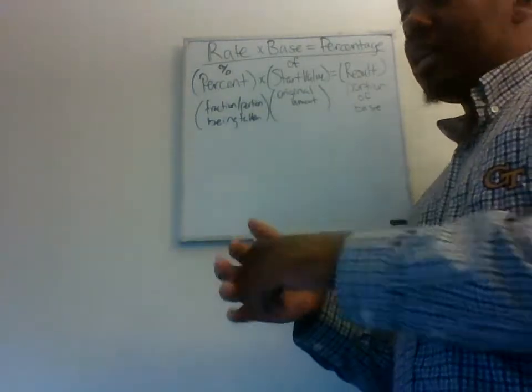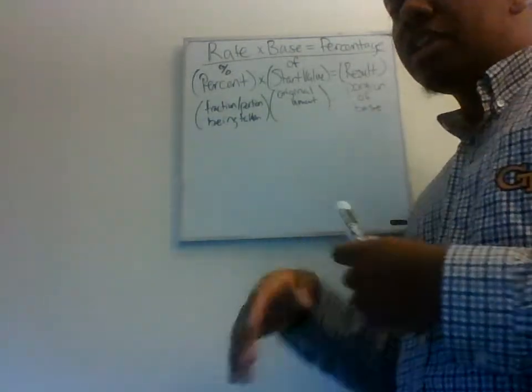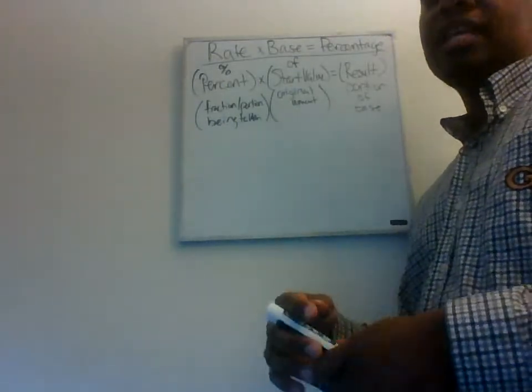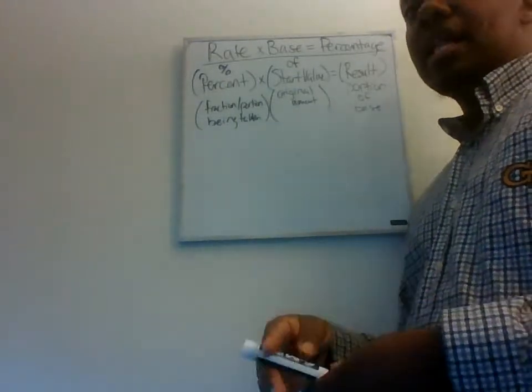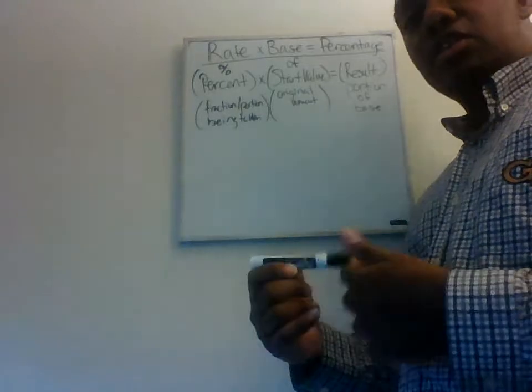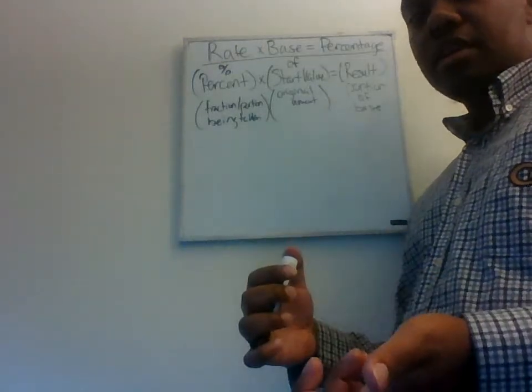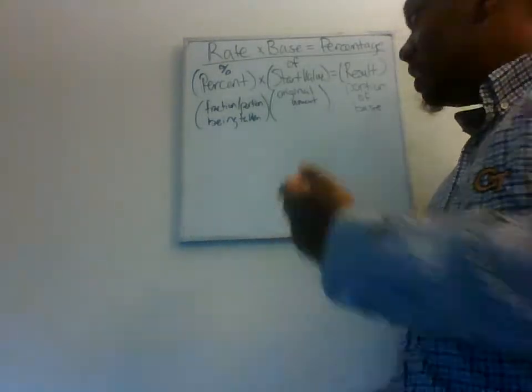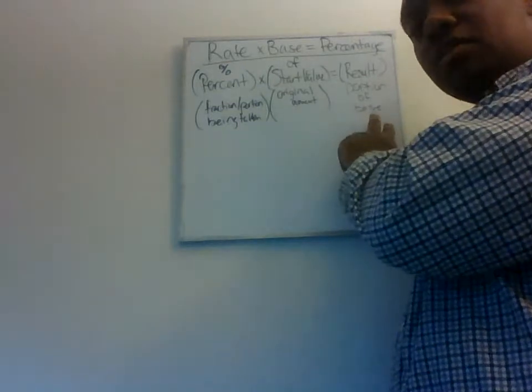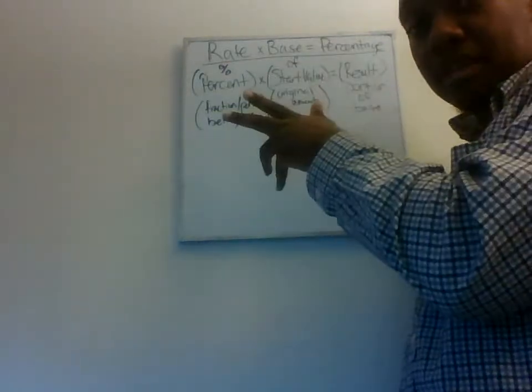12 is the ending amount. That's our result. That's our portion of the base that we're looking at. So that's my percentage in that problem. Lastly, 60 is 30% of what number? Well, that 60 is the portion. It's the result that we got when we took 30% of something.